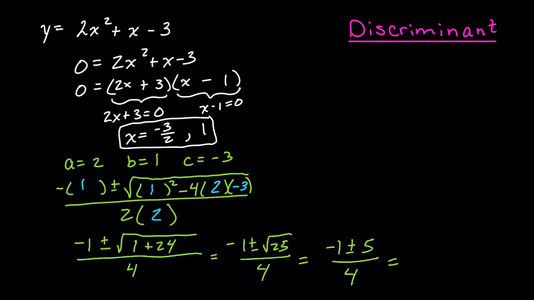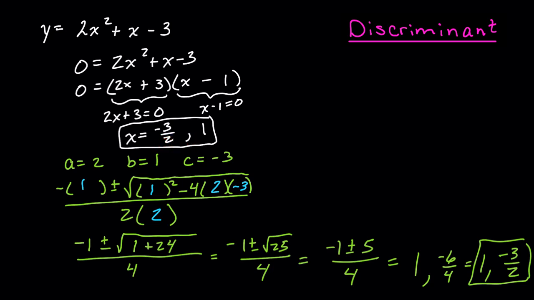There's no more radicals, so we can get our two answers. Negative 1 plus 5 is 4, divided by 4 is 1. Negative 1 minus 5 is negative 6 over 4, which reduces to negative 3 over 2. So we end up with the same answers that we had right up here.